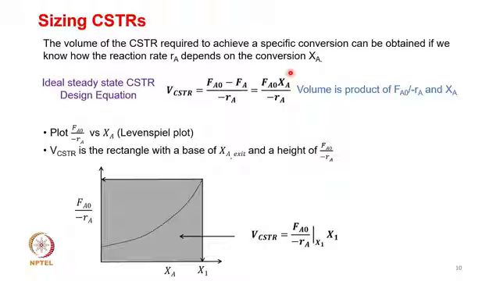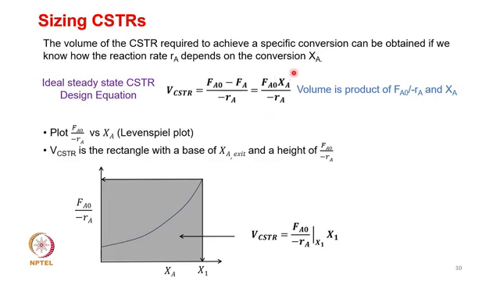So the volume of the CSTR required to achieve a specific conversion can be obtained if you know how the reaction rate depends upon the conversion. So what we have to do is identify the reaction rate as a function of conversion. We know the ideal steady state CSTR design equation, which is of course a function of volume. Volume of the CSTR is equal to F naught minus FA divided by minus RA, and now we replace F naught minus FA as a function of XA. So F naught minus FA would be FA naught into XA, and when we simplify, it would be FA naught into XA divided by minus RA.